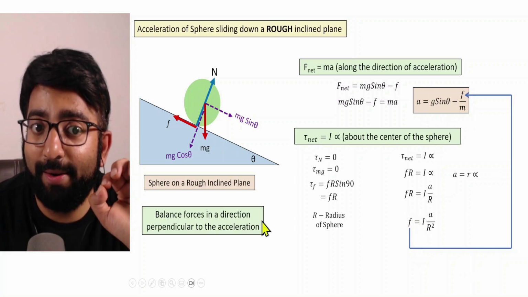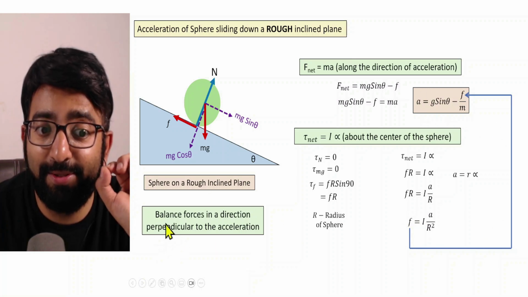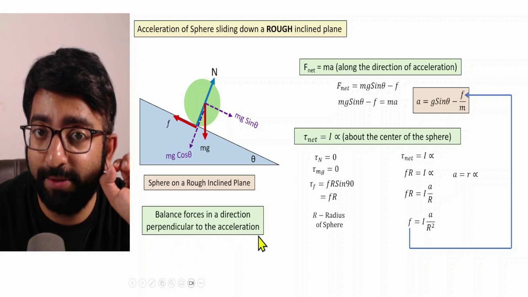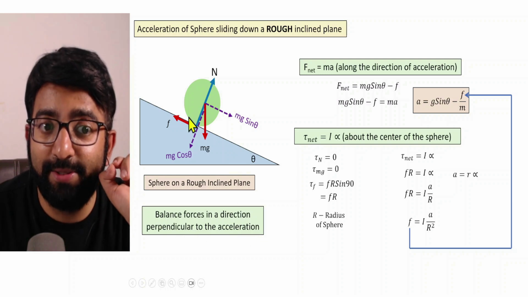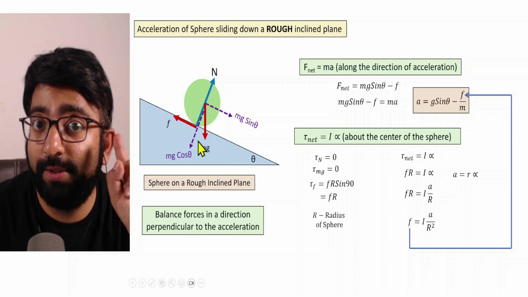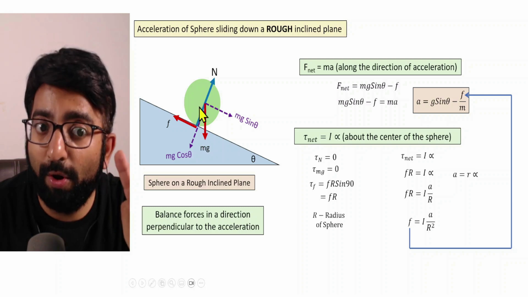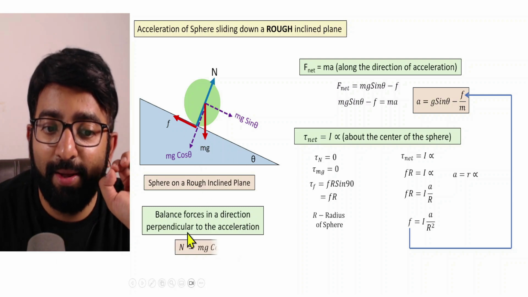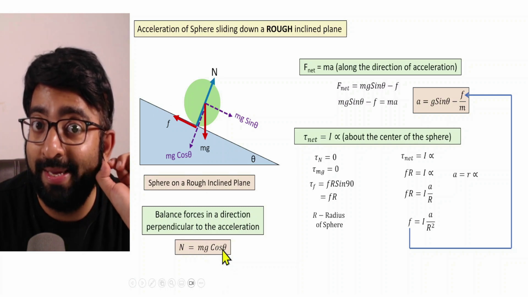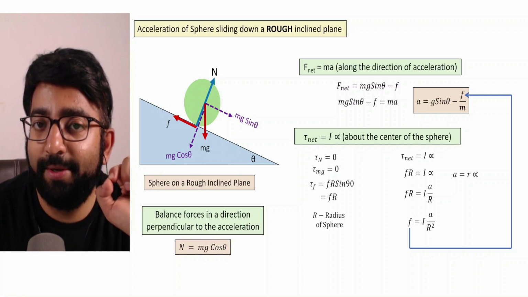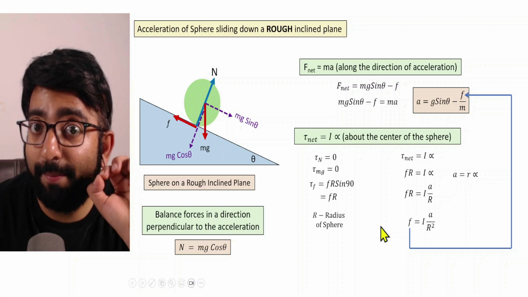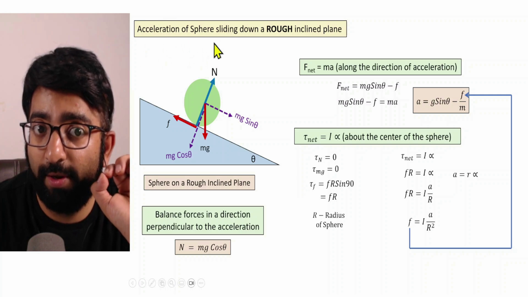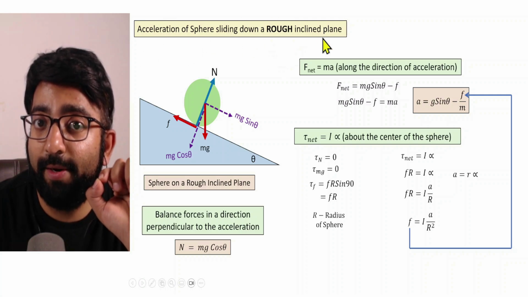But before we do that, let us also discuss this. We had discussed the forces need to be balanced in a direction which is perpendicular to acceleration. So just like in the previous case, here also normal reaction and mg cos theta will have to cancel out because both of these forces are acting perpendicular to the incline. So N and mg cos theta will be equal. This is supposed to be used in some exam questions. Now back to the concept. Remember what we are trying to do. We are trying to identify the acceleration of the sphere which is sliding down a rough inclined plane.